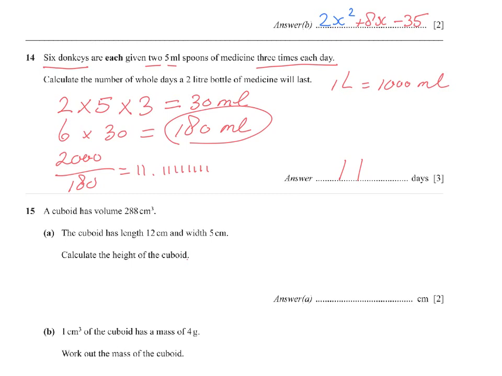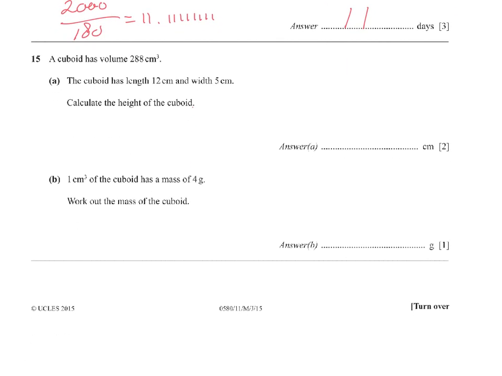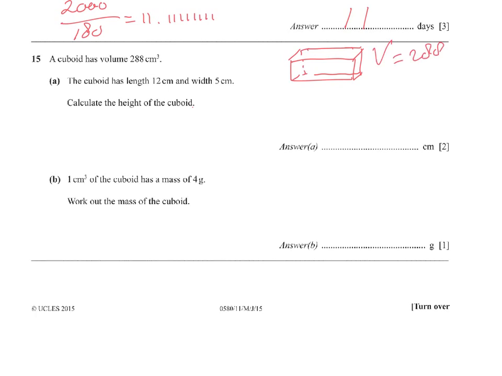Good. A cuboid has a volume of 288 centimeter cubed. Now, before I move on, I always like to very quickly sketch a cuboid. There we go. So it's not a cube, it's a cuboid, a 3D rectangle, if you like. The volume 288. There we go. The cuboid has a length of 12, a width of 5. So let's say that is 12 and that is 5. Calculate the height. So what is the height?